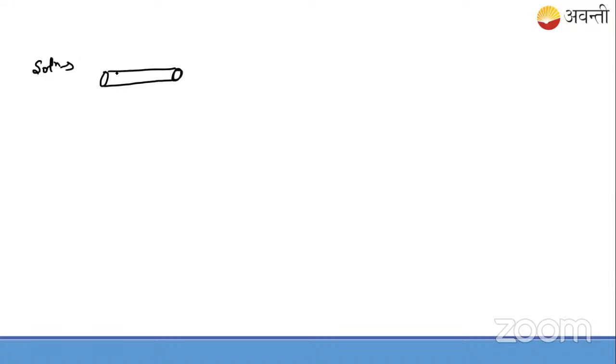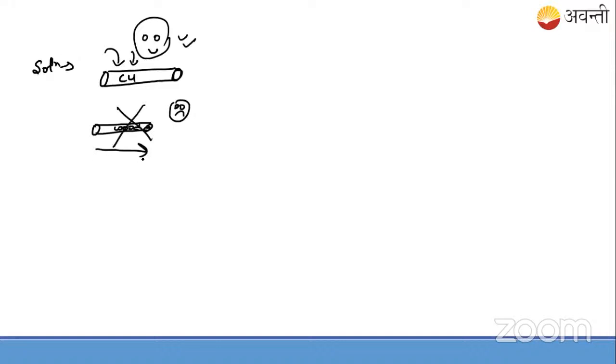So the question is this: suppose you have a length of wire made up of copper. I'm writing here Cu, and then you have a length of a piece of wood. If you pass a current through this wire, copper is a very good conductor of electricity, and wood is a bad conductor. It will not allow the charges or electrons to pass through it.